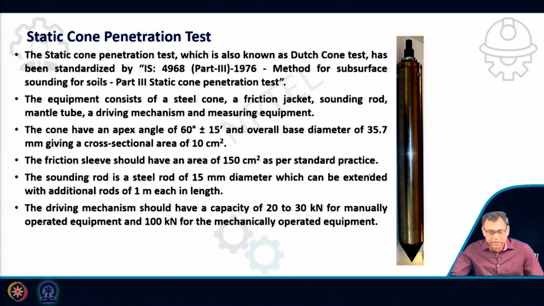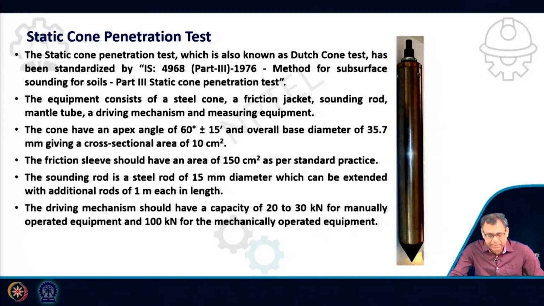Okay. Now, these are the SCPT description as per the IS 4968 1976. You can get all these values; there are different parts, with 4 parts. This consists of steel cone, then friction jacket, then sounding rod and the mantle tube. So, I will show in detail. So, these are 4 parts in this equipment.